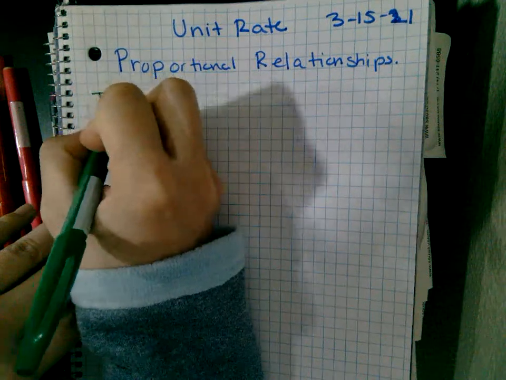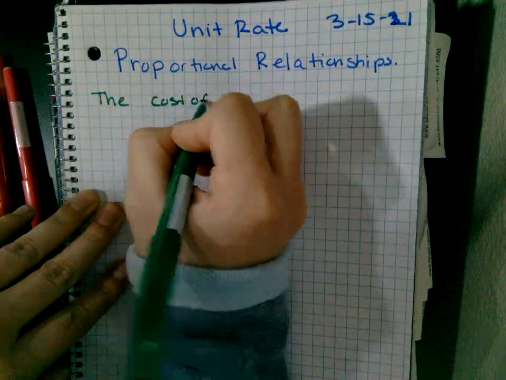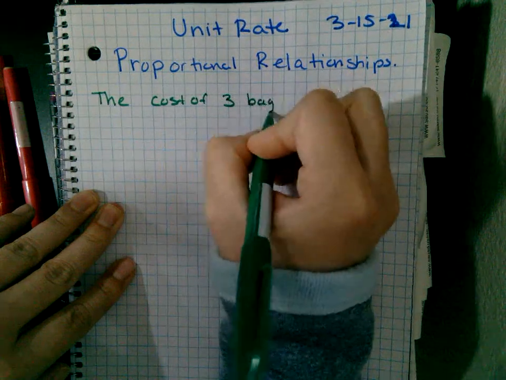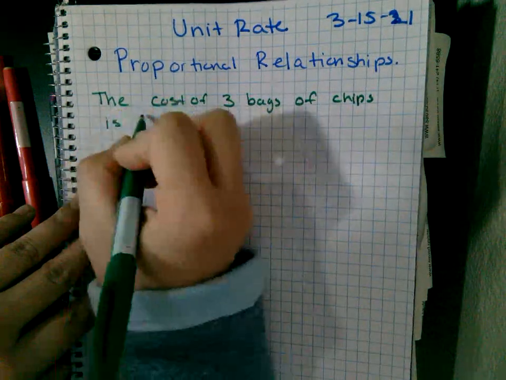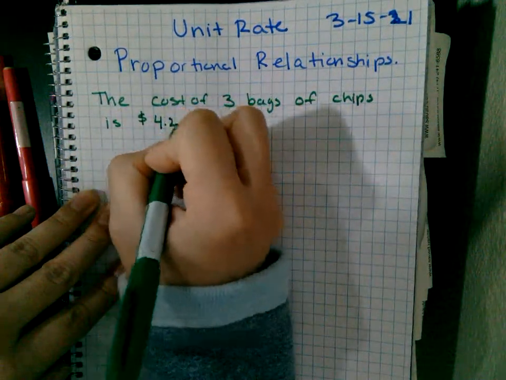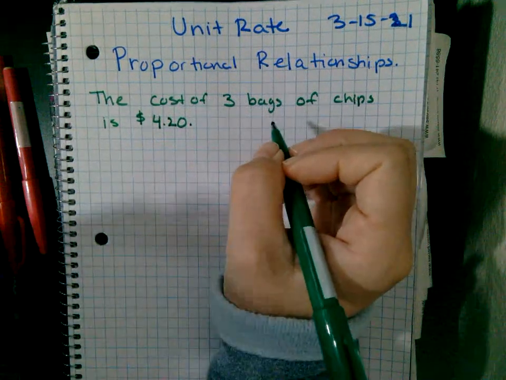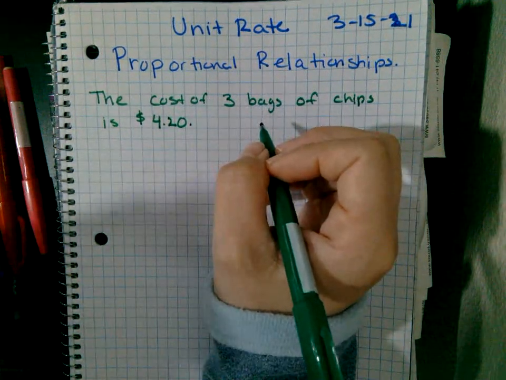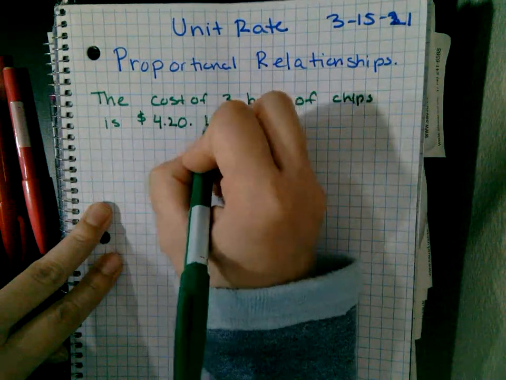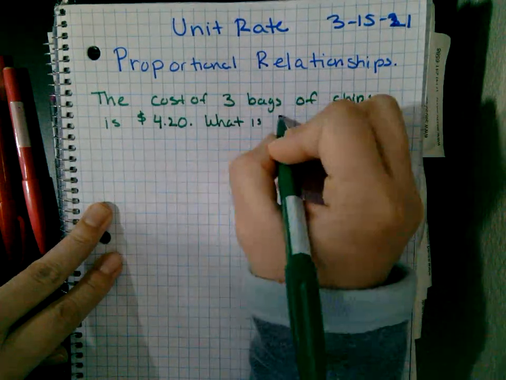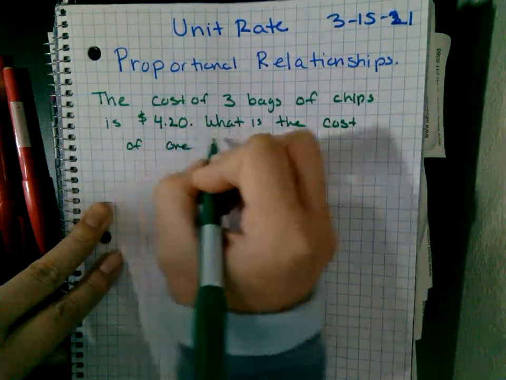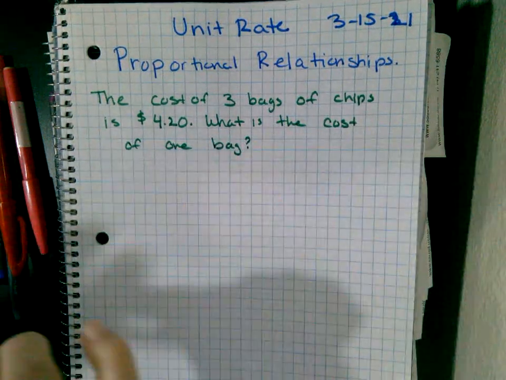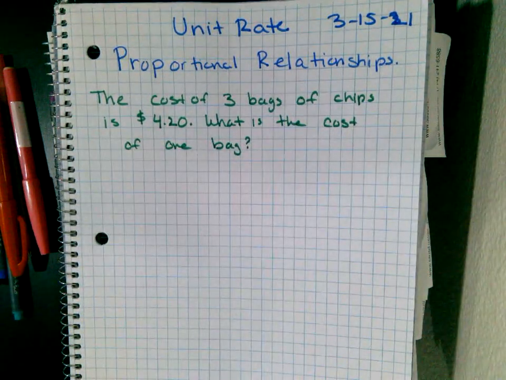Number 1. The cost of 3 bags of chips is $4.20. All right. You go to the corner store, you buy yourself 3 bags of chips, cost $4.20. But my question is, what is the cost of 1 bag?